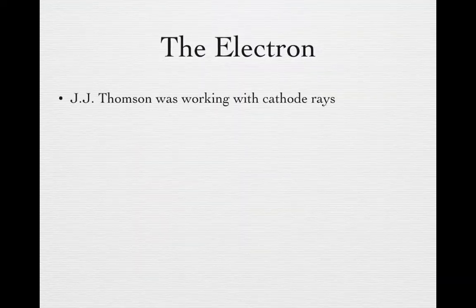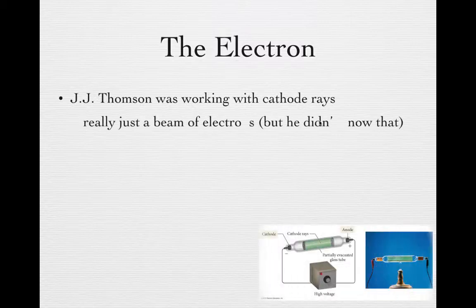So we're going to start off our talk about the atom today, a little bit more of an extension into the atom, by looking at one of the first subatomic particles that we found, the electron. And the electron was discovered by a gentleman named J.J. Thomson, and he was working with cathode rays when he discovered the electron.